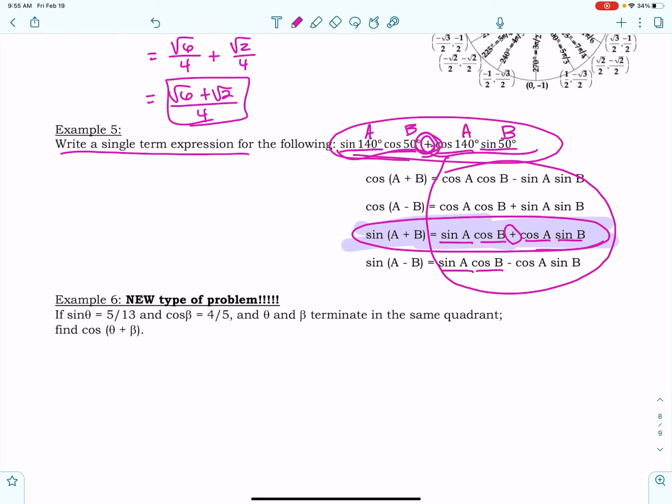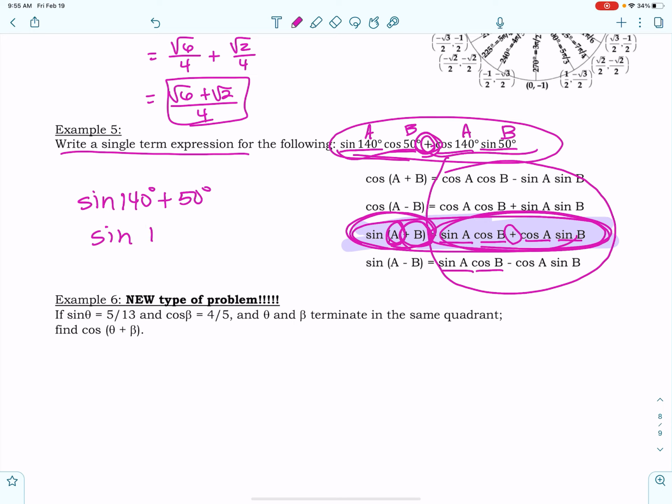So we're working backwards. So I have sine of 140. I've got this side over here, and I want to write it this way. So A is 140, so I write sine, see this right here, of 140, plus B, which is 50. So then I just write it as the sine of 190. See, single term expression. Done and done.